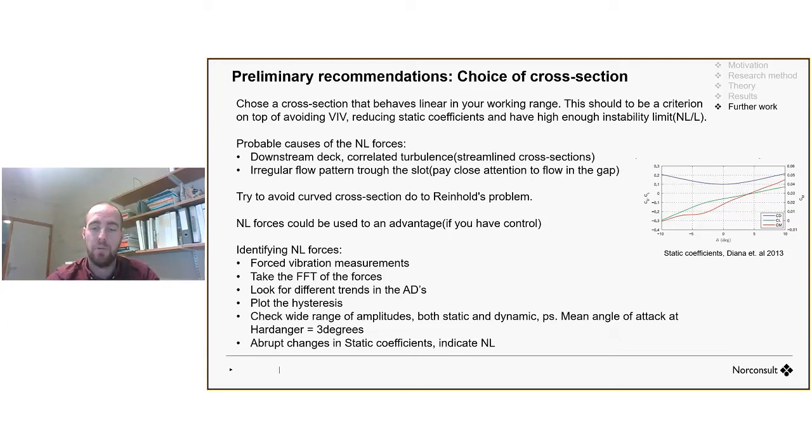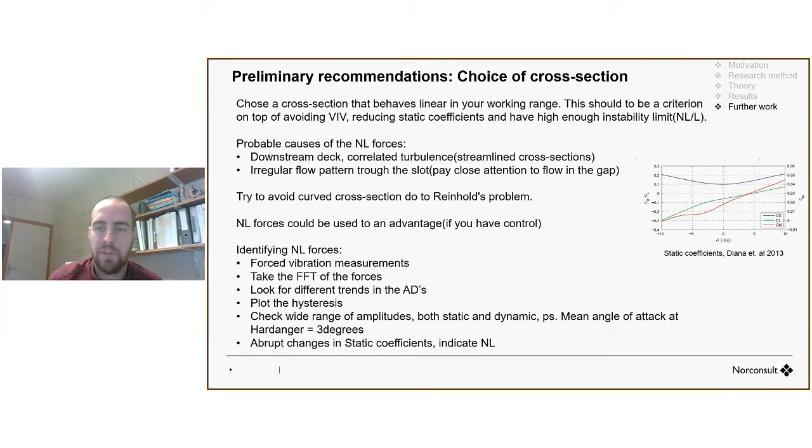And it's important to remember that it's not only the rotation of the cross section that gives an angle of attack. The mean angle of attack at Hardanger Bridge from the mean wind velocity is actually 3 degrees, and that's a lot. And you should test at 3 degrees also to see if you have nonlinearity. Maybe you should test 5 degrees. I don't know, but you should test not only 0-degree angle of attack.